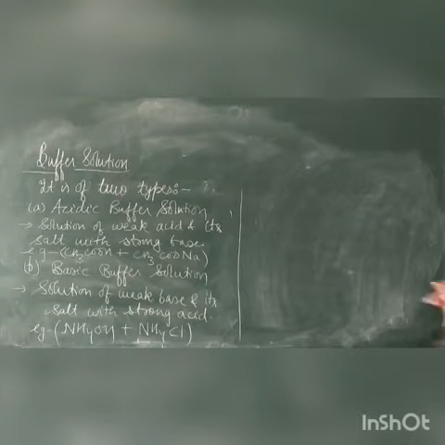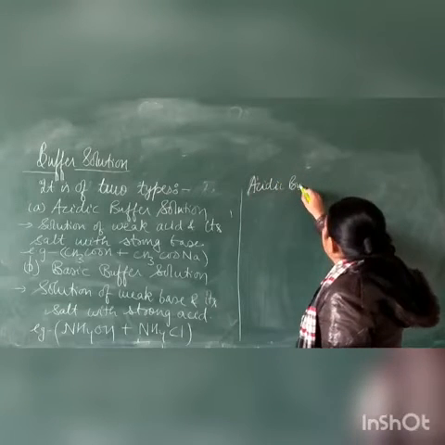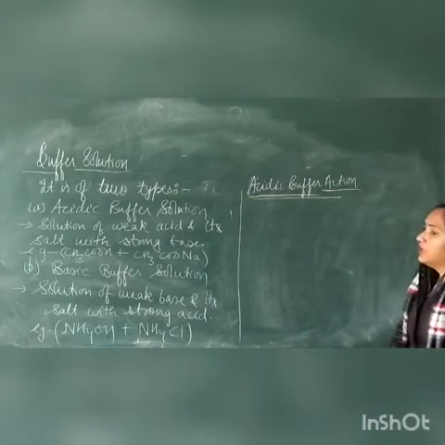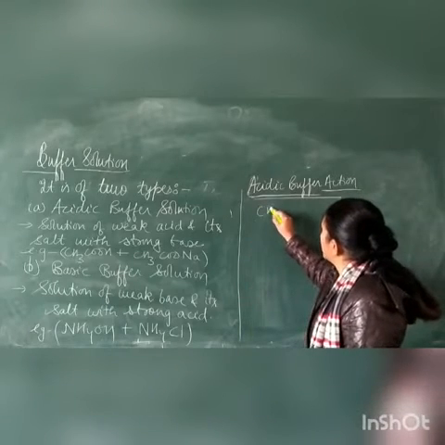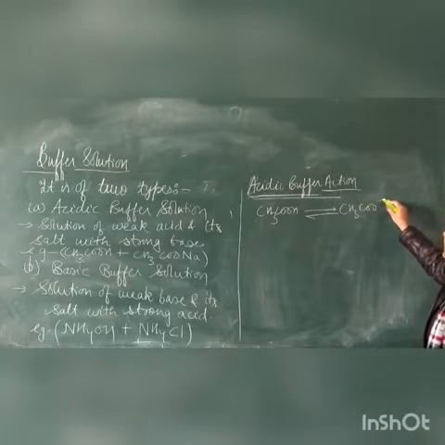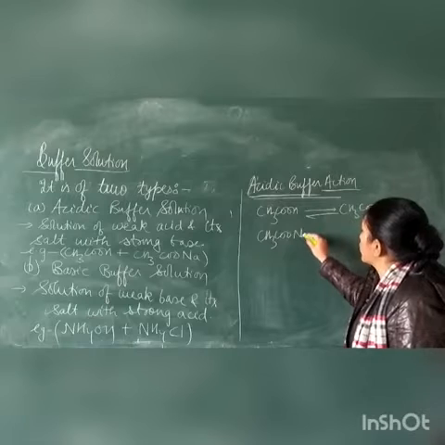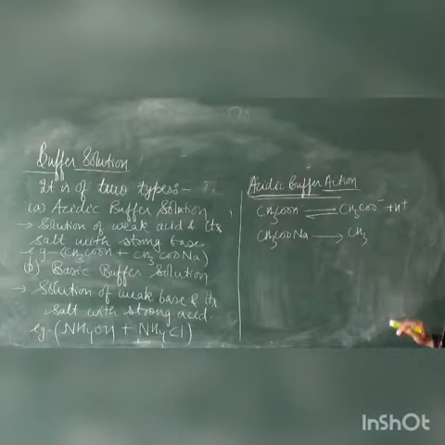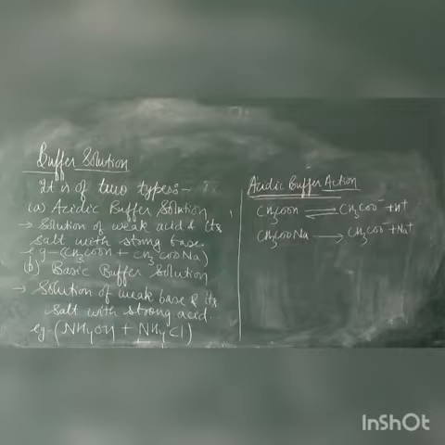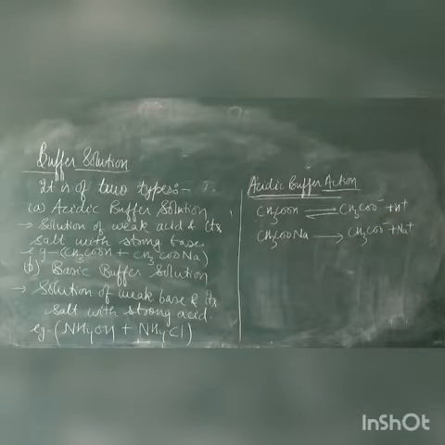Now, let's start with the basic, sorry, here first acidic buffer action. Now for it we have taken the example of acetic acid CH3COOH. You know that it is a weak acid and it will give acetate ion CH3COO negative plus H positive. And the acidic buffer also contains sodium acetate. It is a strong electrolyte. So we get CH3COO negative plus Na positive. Right? So this is where the acidic buffer contains these ions, acetate ion, hydrogen ion, and sodium ion.